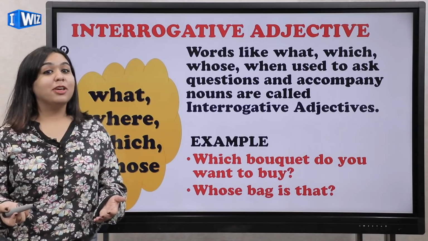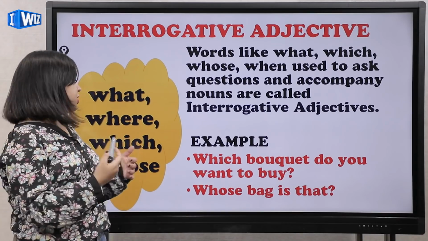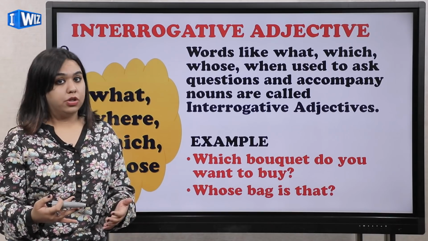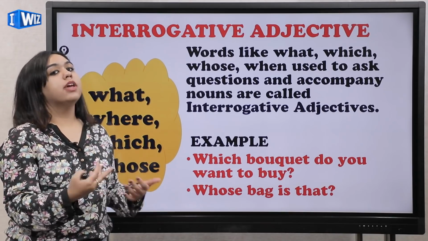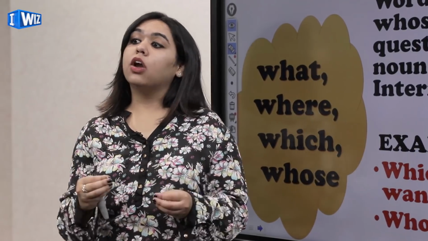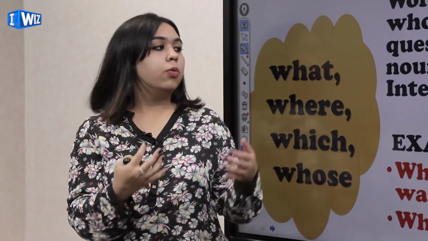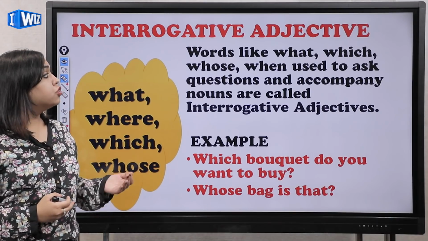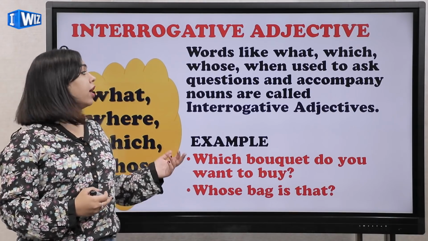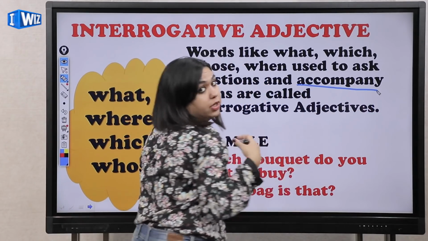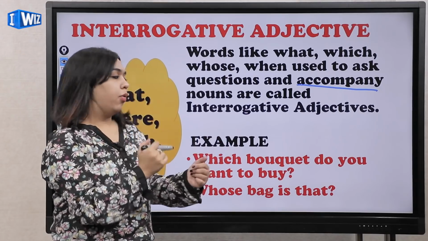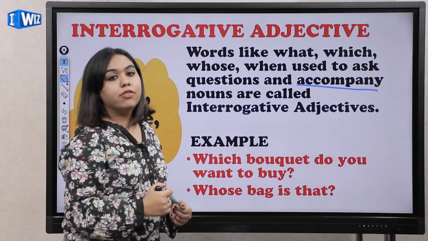Again, interrogative means to ask questions. So such adjectives ask questions. Now, in order to differentiate them from interrogative pronouns, we have something, and that something is that they are always accompanied by a noun. We'll learn how. Let's read it. Words like what, which, whose, when used to ask questions and accompany nouns, are called interrogative adjectives. It's really important: they come with the noun.